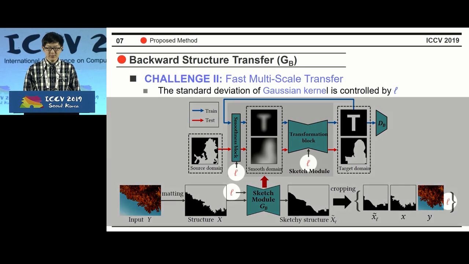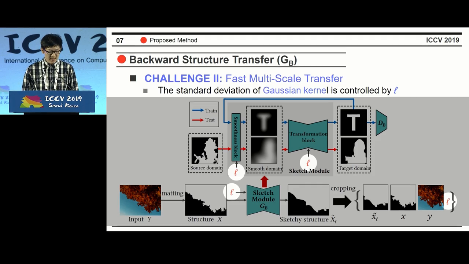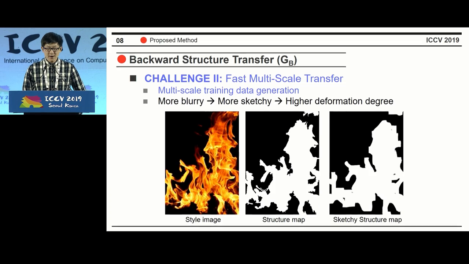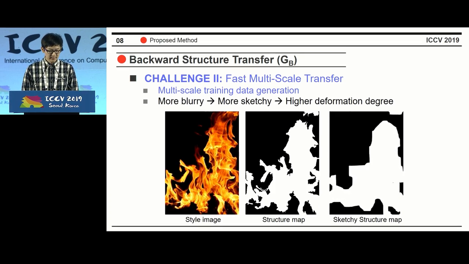To simplify the structure map at different levels, we use parameter L to control the standard deviation of the Gaussian kernel and condition the deep learning network with L. The larger the parameter L, the greater the blurring, leading to a higher simplification level or deformation degree.